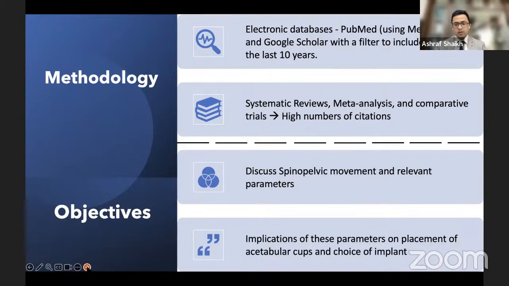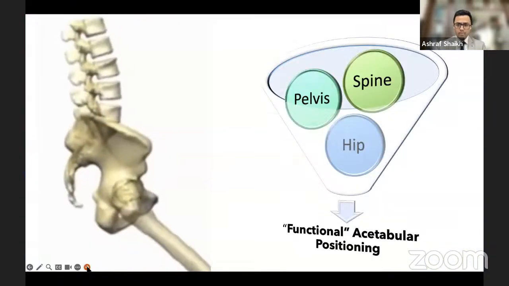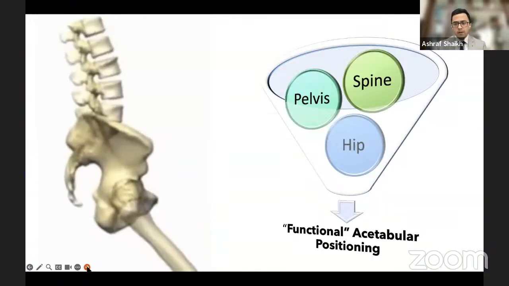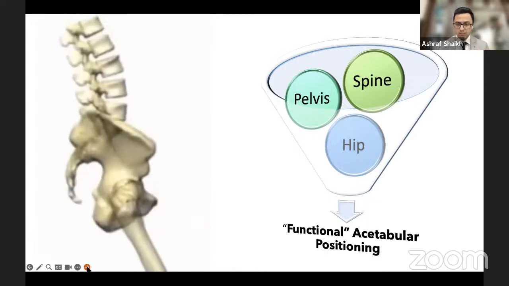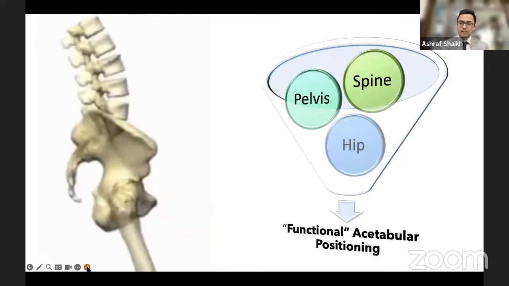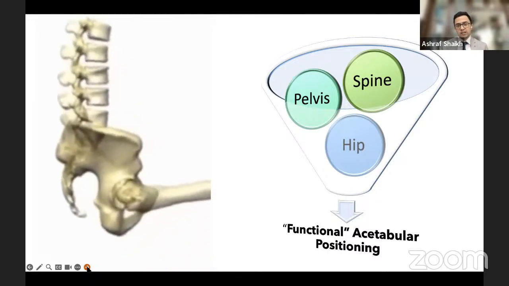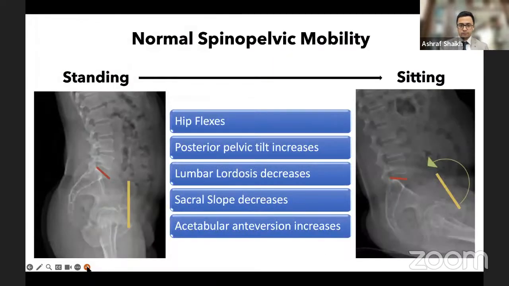I've done a thorough review of literature on the electronic databases and included the most relevant articles that I could find. We're going to be discussing spinopelvic movement, some parameters, and the implications these things have on the acetabular cup placement. So the spine, pelvis, and hip move in a very complex interactive way, where when we go from standing to sitting, there is movement of the lumbar spine, the pelvis, as well as the proximal femur. And this has paved the way for a functional acetabular positioning as compared to a static one that was described by Levinek over 40 years ago.